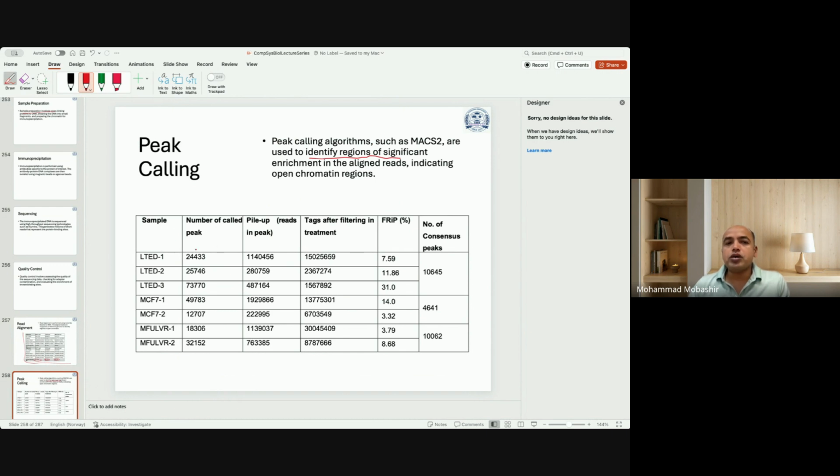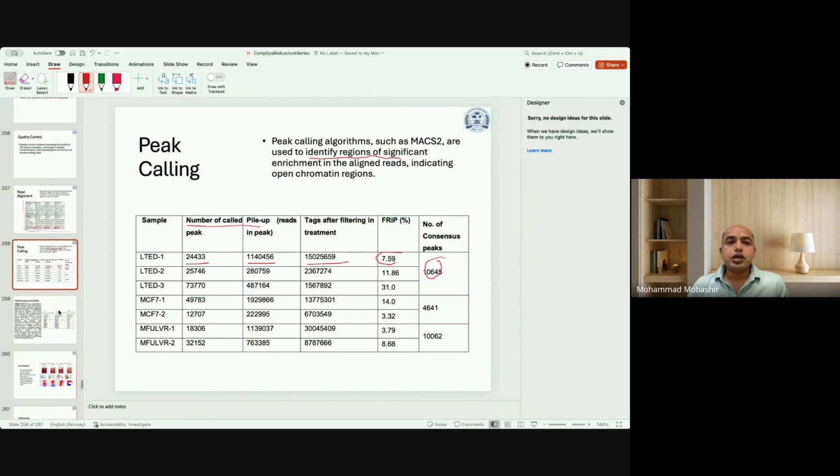So this peak could be aligned. For example, number of called peaks, this one. Pile of peaks, this one. Tags after filtering in treatment, this one. Then fit percentage, this one, and number of consensus peaks here. So these are some of the things. I will show how it looks in the form of plots.